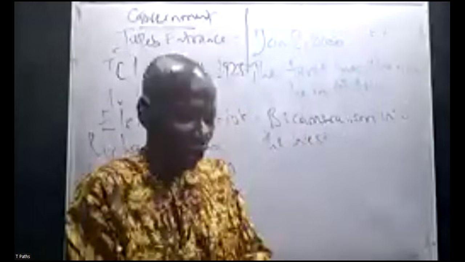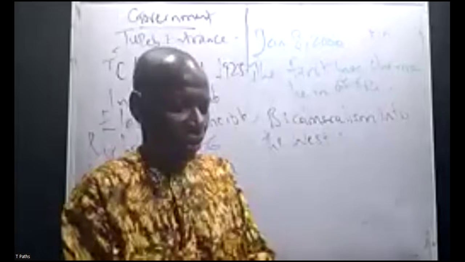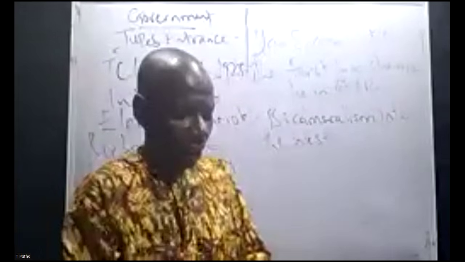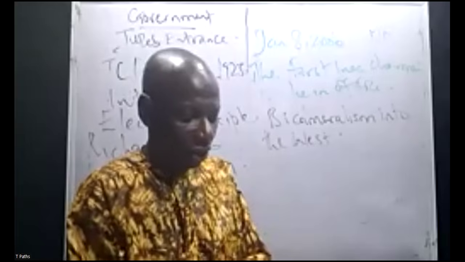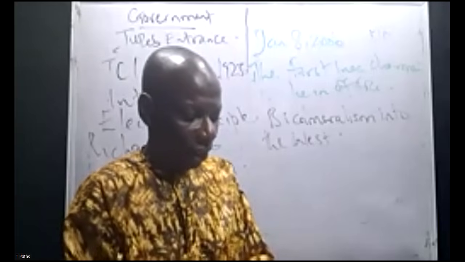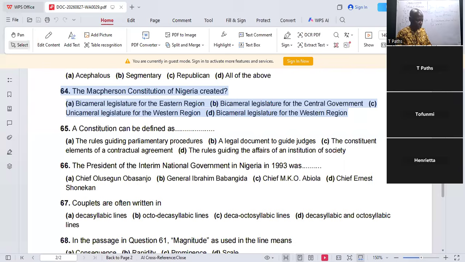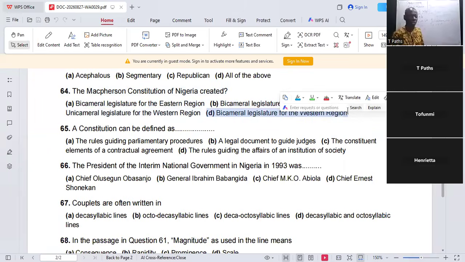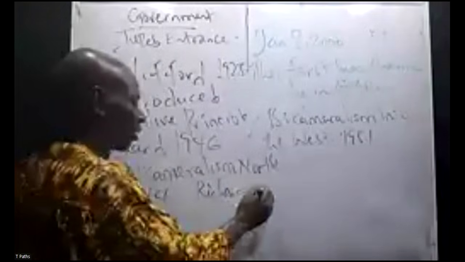So if you look at the question now, the Macpherson Constitution created A, bicameralism for the eastern region. No, nothing like that. B, bicameralism for the central government. No. C, bicameral, western region. For the west. The answer is D, bicameralism for the western region. Remember, bicameralism, two chambers of legislature for the west. Please take note. I told you earlier, bicameralism for the west, by who? Macpherson Constitution of 1951. Bicameralism for the north, under who? Richards Constitution of 1946. Please don't forget. Take note.